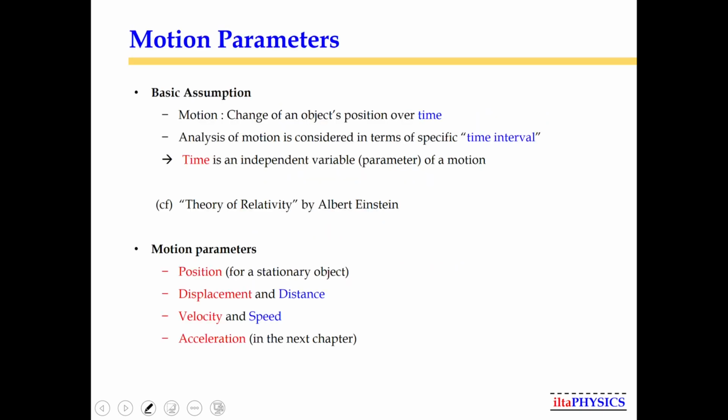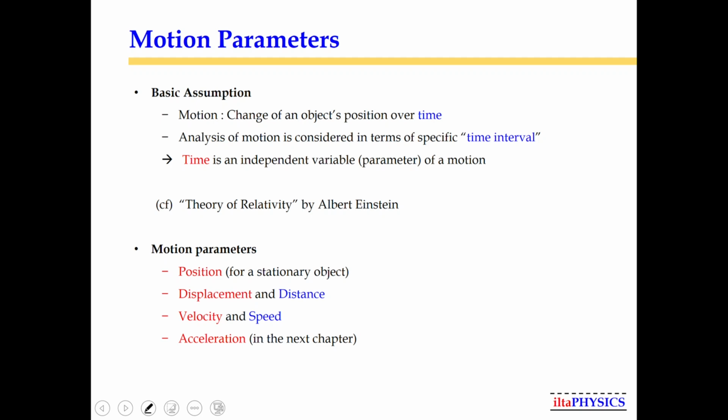All right, so let's check out the parameters we need to describe motion quantitatively. We defined motion as the change in position of an object over time. So when we analyze motion, we always focus on how an object moves during a particular time interval. In classical physics, we treat time as an independent variable separate from the motion itself. Now, you may recall from Einstein's theory of relativity that time and motion are connected, especially when dealing with very high speeds like the speed of light. But for our purposes in classical physics, we'll assume that time is independent.